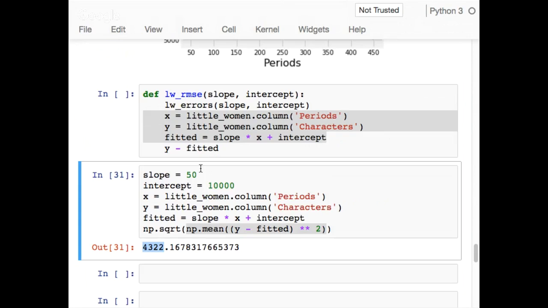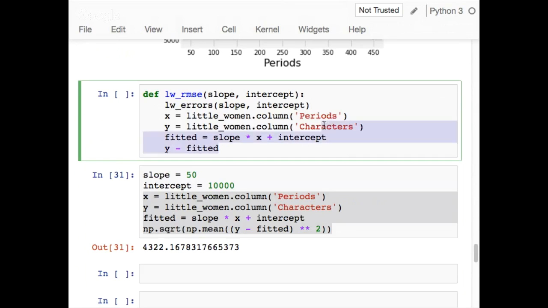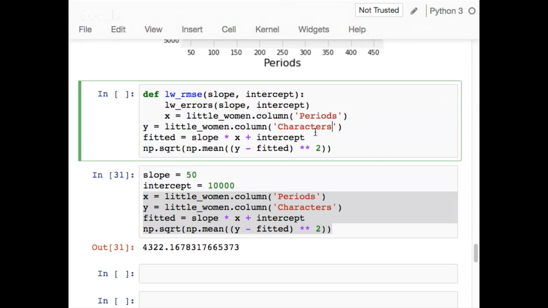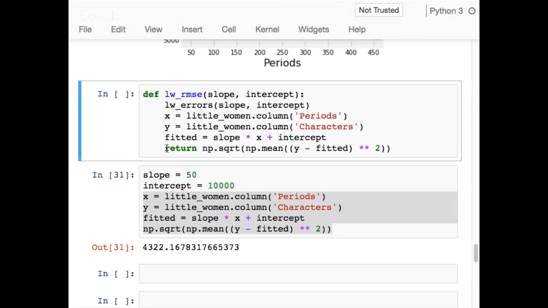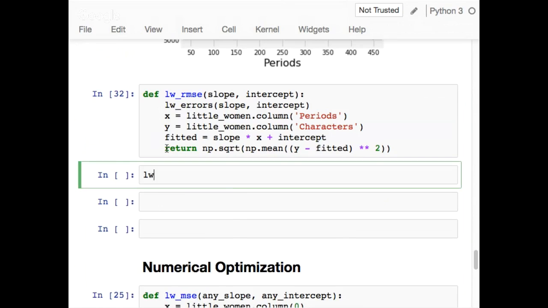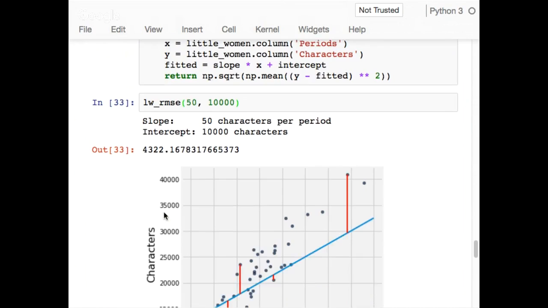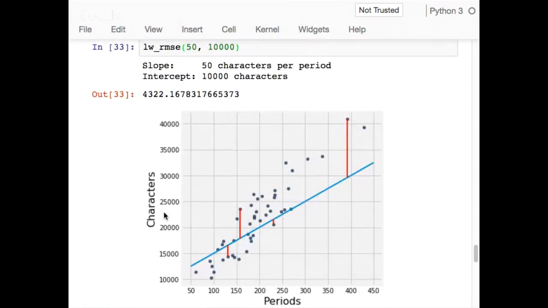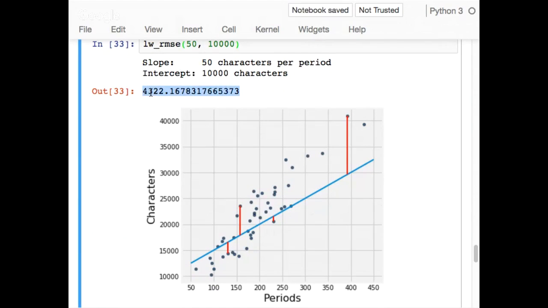I'm just going to put it back in my function so we can call it over and over again and see what we get. Okay, so put this back in. There we go. Oops. And I can just return this. All right. So let's take a look at the root mean squared error for 50 and 10,000. So indeed, we find that the error here was the same as what we got before.